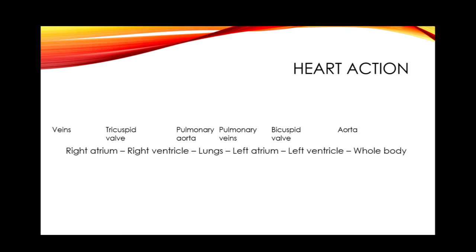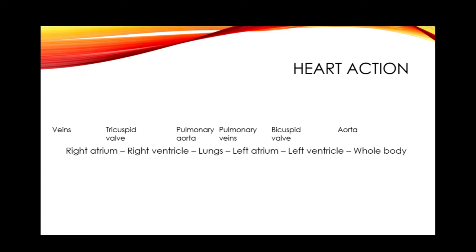For those of you who are having difficulties remembering what kind of vessels is used for delivering blood from the right atrium, from the lung, or to the whole body, I have some tips for you. So let's take a look at veins. Vein ends with "ins", so it means that the vessel flows the blood into the heart. So veins send the blood to the right atrium. The right atrium is a chamber of the heart.